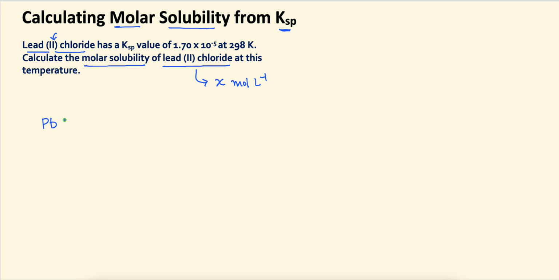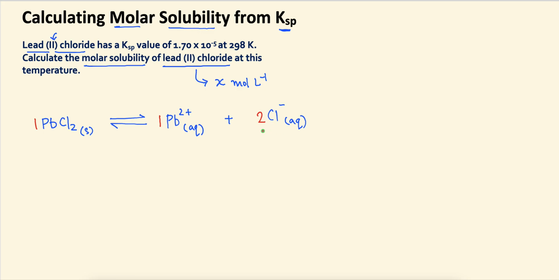So based on that, the formula of lead chloride would be PbCl2, right? So PbCl2 in the solid form establishes an equilibrium with its ions, and the ions involved in PbCl2 are lead 2 positive ion in the aqueous form, and chloride ion in the aqueous form, right? Okay, as you can clearly see, one molecule of PbCl2 generates one ion of Pb2 positive and two ions of Cl negative, right?